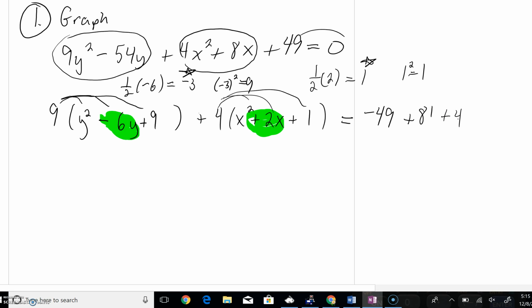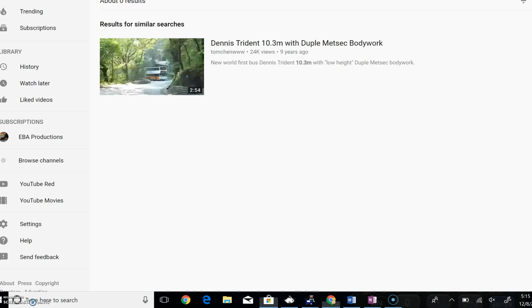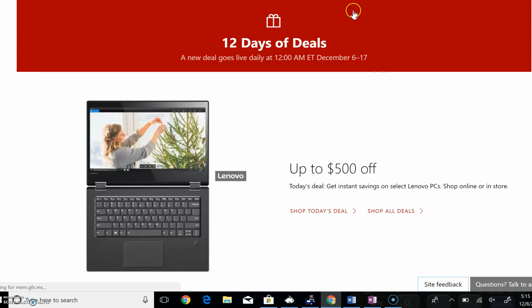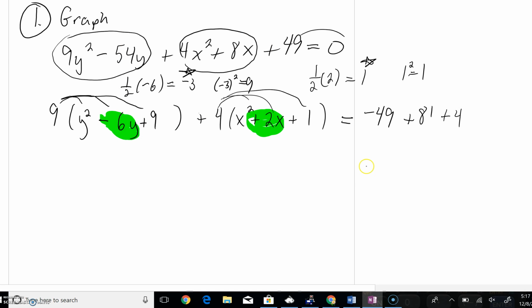Now it doesn't take too long to see on the right side, and we can even get some help. Oopsie daisies. 1 second. Okay, sorry for that little technology glitch. You can see everything on the right side quickly adds up actually to 36. So we're closer. We're definitely closer.